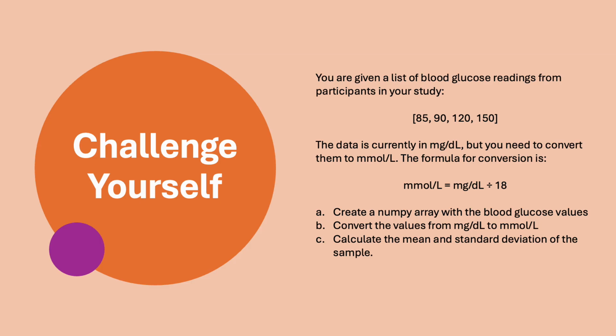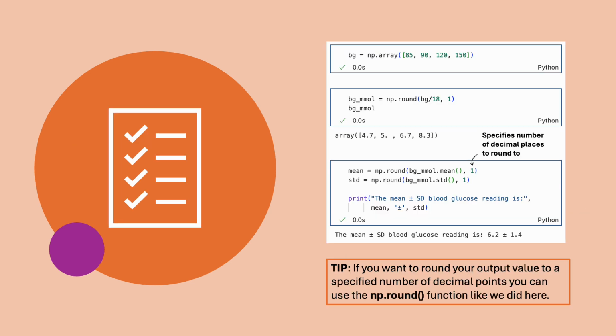Next, I'll have you challenge yourself. So you have a list of blood glucose readings from participants in your study. It's given to you in milligrams per deciliter, but you need to convert it to millimoles per liter. I've given you the formula for conversion. Please create a NumPy array with the glucose values that I've given you in a list here. Convert the values from milligrams per deciliter to millimoles per liter, and then finally calculate the mean and standard deviation of the sample. And here's our solution.